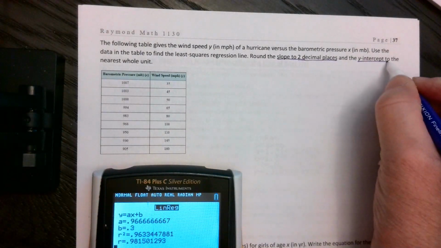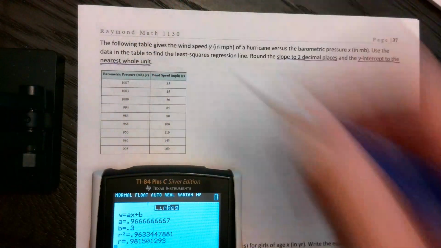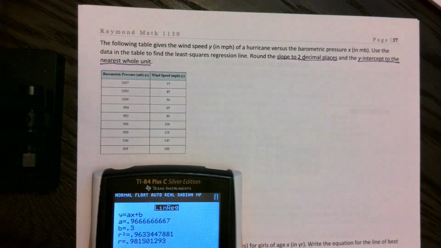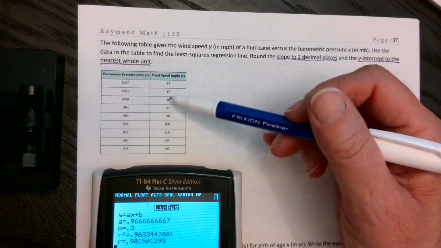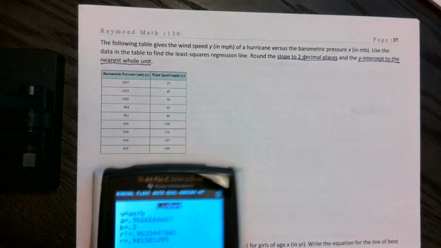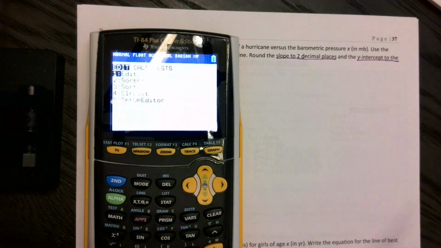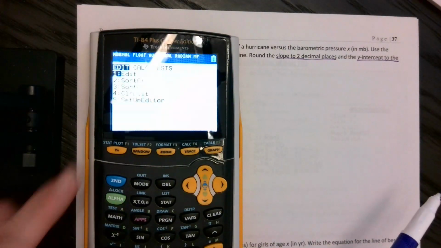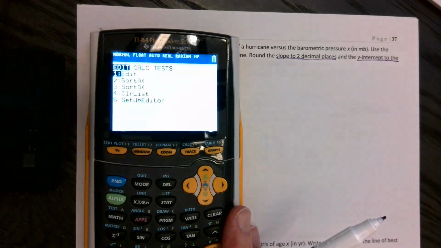And the y-intercept to the nearest whole number, or whole unit. Okay, so we have to get this in our list. This under L1, this under L2. So how do we do that? We hit stat. When you hit stat, this comes up. We're going to edit.